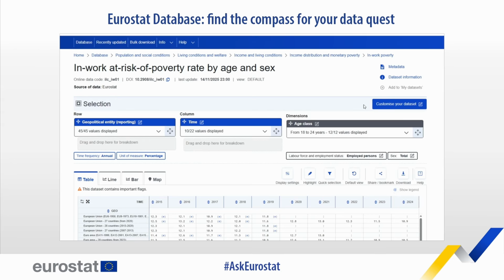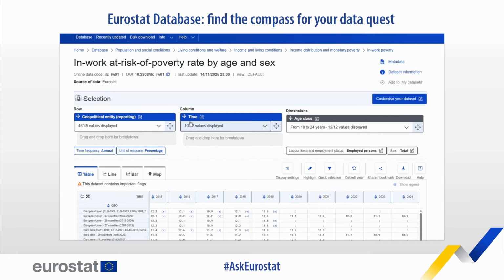In addition to the dimensions you see at the top, a few of them appear with a smaller font on the left-hand side and on the right-hand side. Those on the left, like time frequency or unit of measure in this example, are fixed and cannot be customized, at least in this table. So if you're looking for monthly data, for example, this would not be the right table for you.